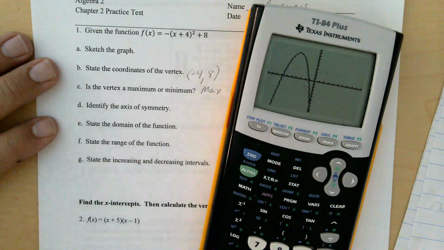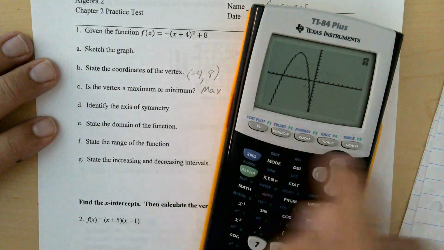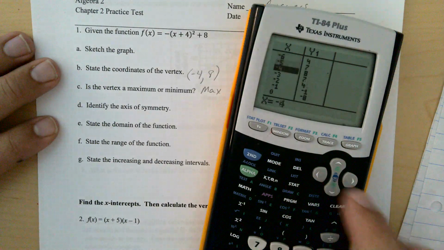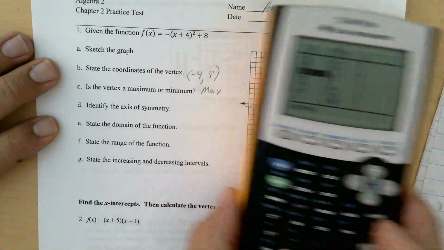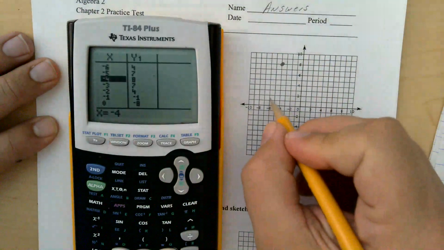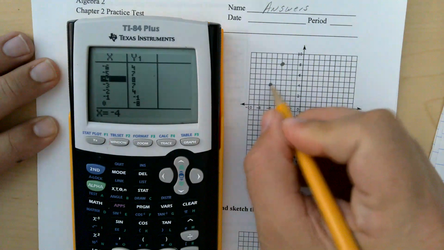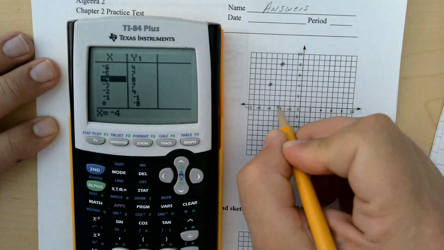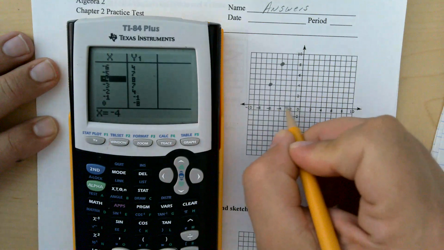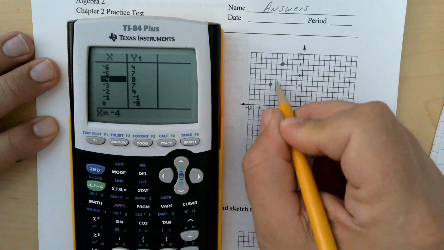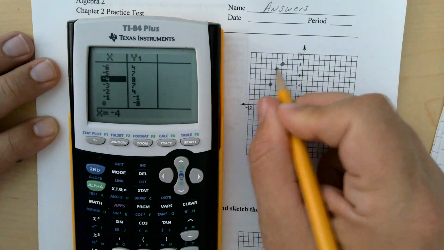I want to position my table. So I want to see the vertex. I want to see that -4, 8 on my table. I hit second graph. That brings up my table. I'm going to position my table so I can see the vertex and 2 dots above it, 2 points. So I see -6. I go up 4. 1, 2, 3, 4. There's a nice dot. I also see -5. So if I go 1, 2, 3, 4, 5, I'm going to go up 7. 1, 2, 3, 4, 5, 6, 7.